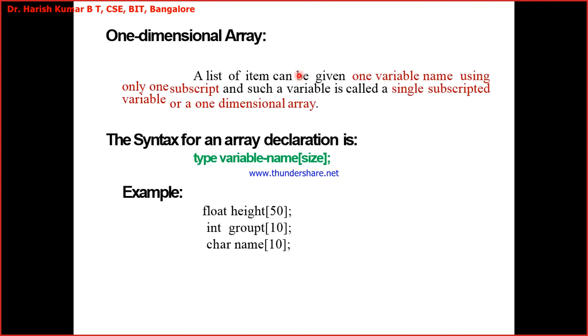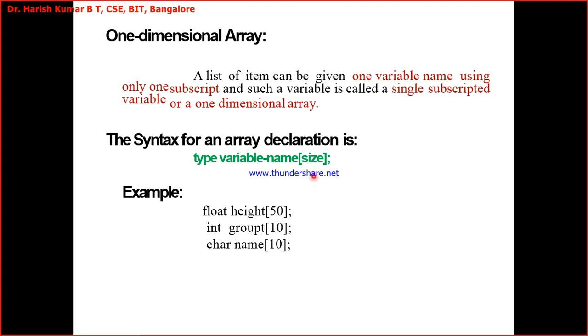So, one dimensional arrays. What we discussed in the previous examples are all one dimensional arrays. A list of items can be given one variable name using only one subscript. This is the only one subscript. And such a variable is called a single subscripted variable or a single dimensional array.